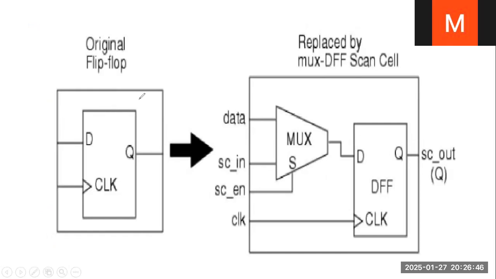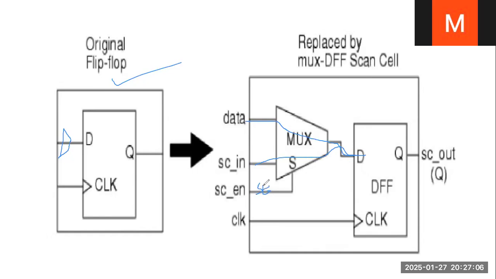So this is an original flip-flop. By appending the mux at the D input, we will get controllability of it. Here, this is the D input data path. This path is the data path. This path is the scan path, and it can be controlled with the help of the scan enable pin.